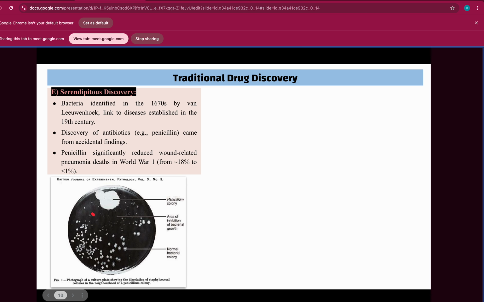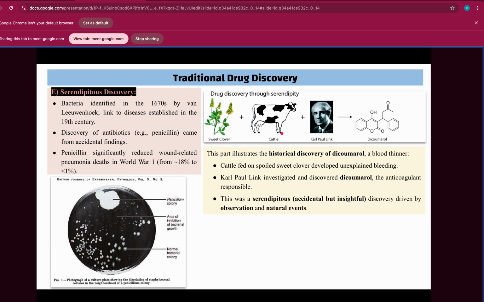So in this case there is no growth of bacterial colonies, whereas the colonies which are away from this penicillin colony are growing well. So this shows that penicillin has some kind of antibiotic properties. And then another example is of the sweet clover plant.